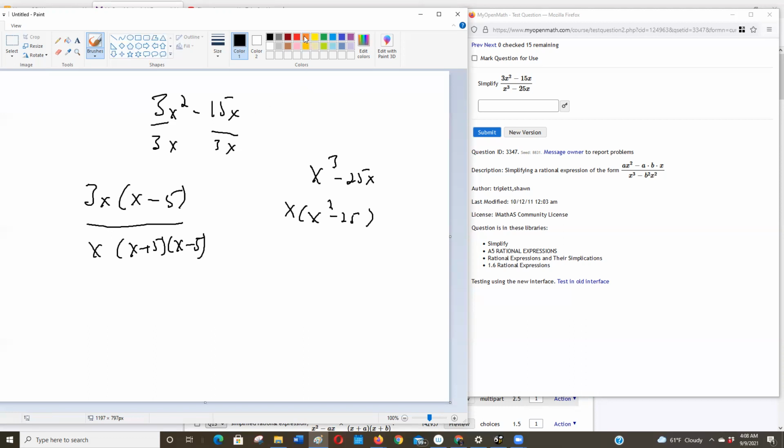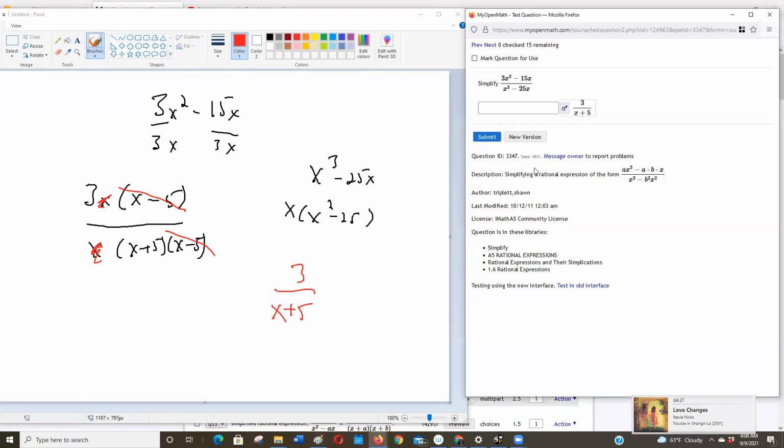So then what simplifies? Well, I hope you see. So I can cross out that x minus 5 and I can cross out the x because x over x is 1. So what's left? I'm seeing 3 over x plus 5. And I'm going to kind of be lazy here and not enter it in. Let's just use that answer key, 3 over x plus 5. All right, so yeah, I got it right. So hopefully that helps.